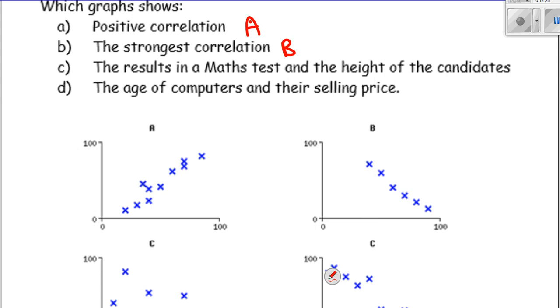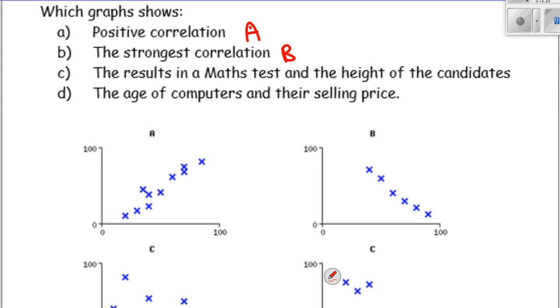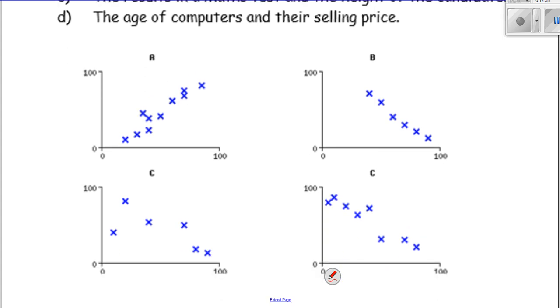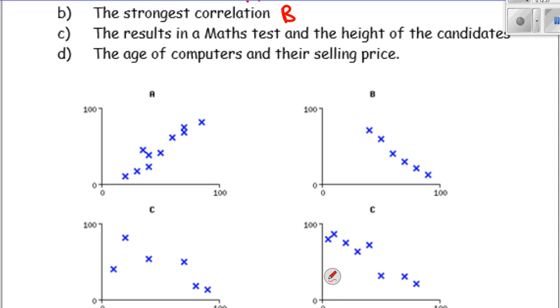Which graph do you think shows the results in a math test and the height of the candidates? So do you think if you are taller, you will perform better in a math test? Again, this is pretty subjective, so it's pretty hard to tell. Feel free, because we've got to pick a graph for each of these questions. You might want to answer D first and then decide between C and D, which are the best answers.